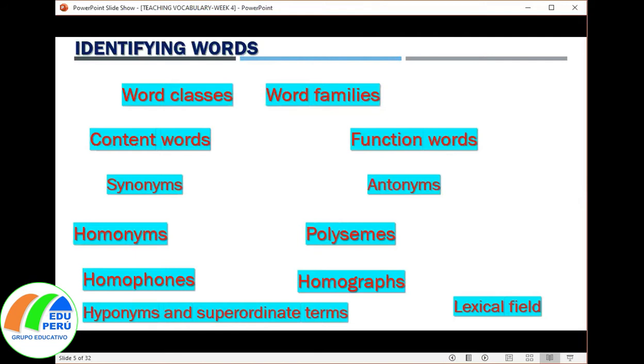And what about the word families? What was it about? Word families?